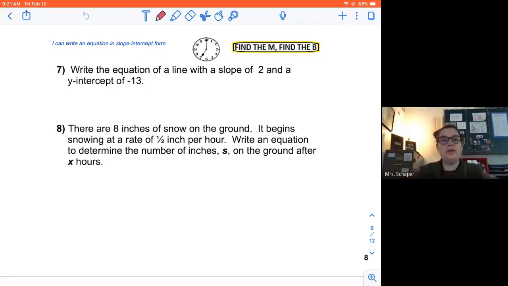We're going to continue to build on that idea of finding your slope and your y-intercept. So I would really strongly suggest for each problem you write m equals and b equals, so you can make sure that you're understanding what those two are.